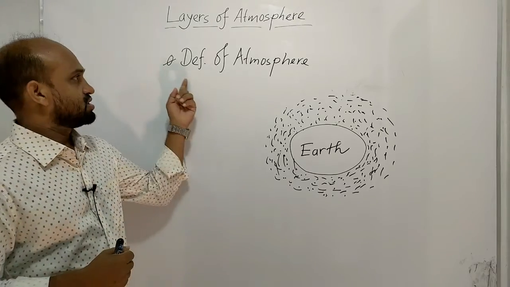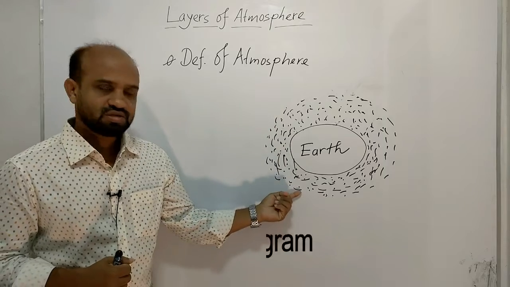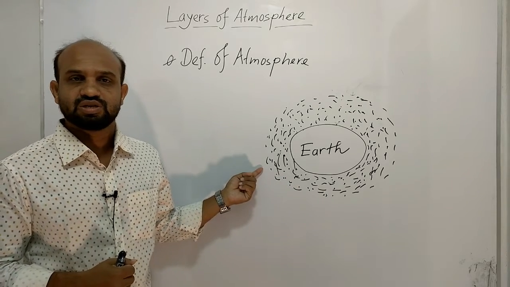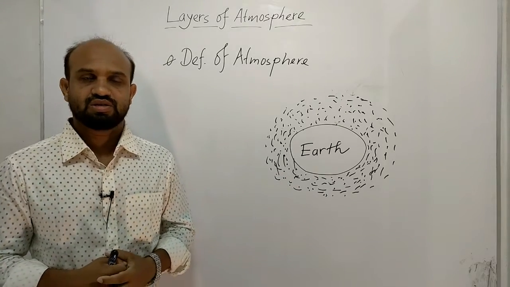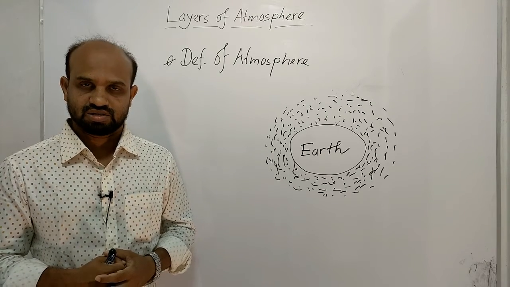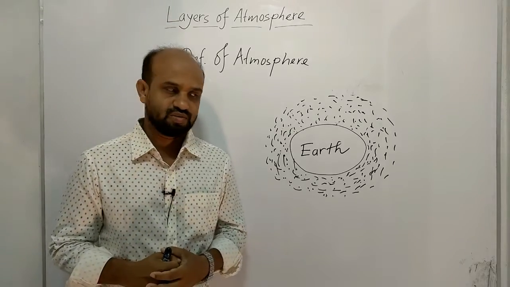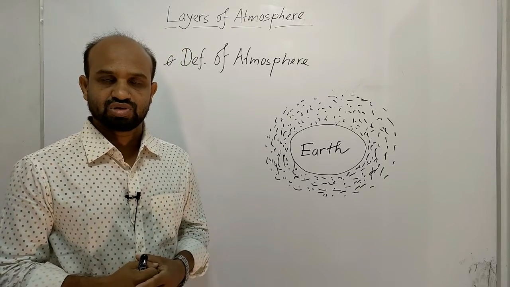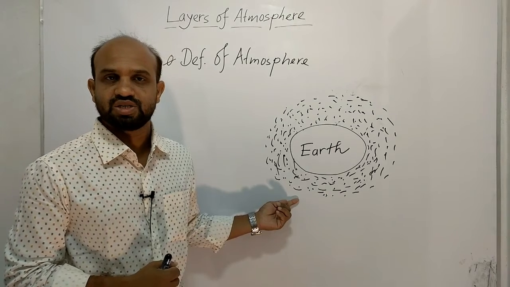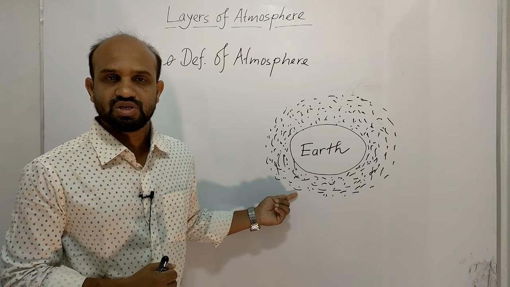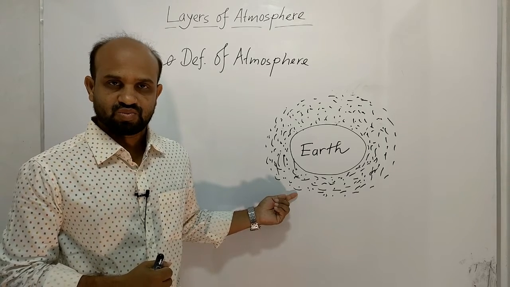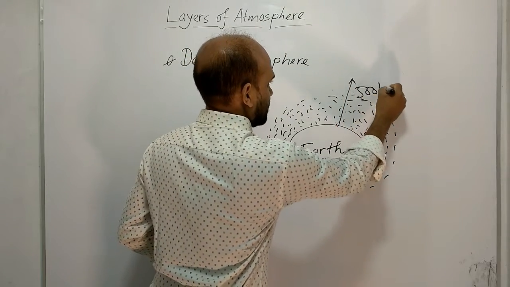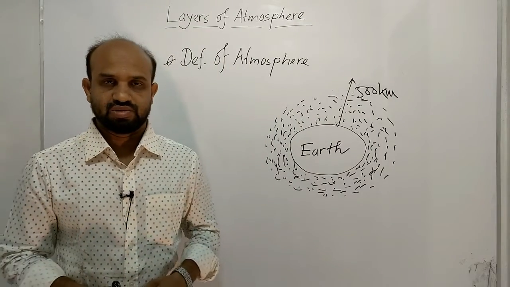The very first point is definition of atmosphere. This is a schematic diagram of Earth, and around this Earth there is a mixture of different gases like carbon dioxide, nitrogen, oxygen, noble gases, etc. Now let's see the definition of atmosphere. The Earth's surface, such as land, rivers, oceans, is enveloped by a mixture of gases. This mixture of gases is known as atmosphere to the scientists, and it extends up to 500 kilometers altitude.